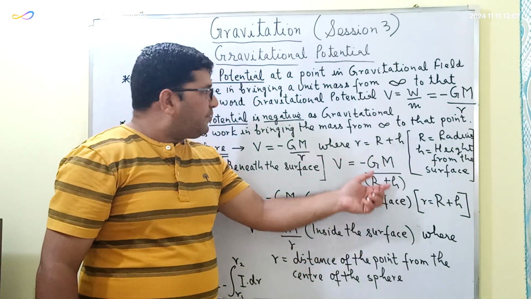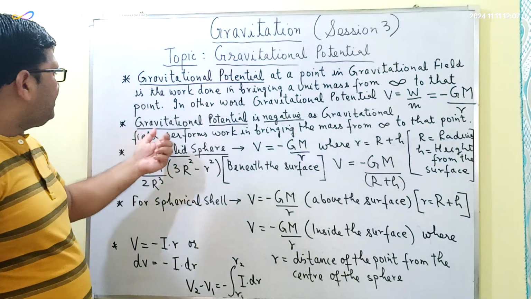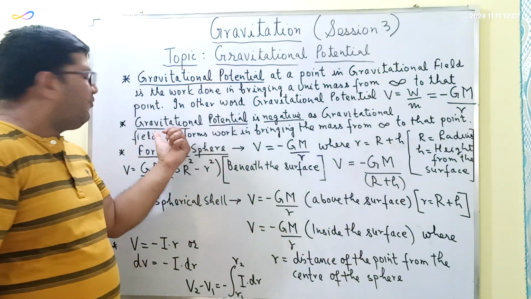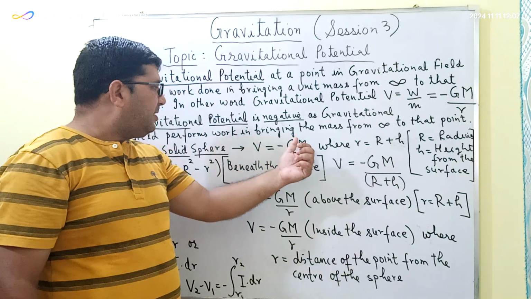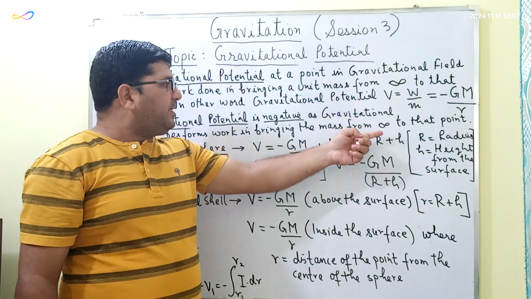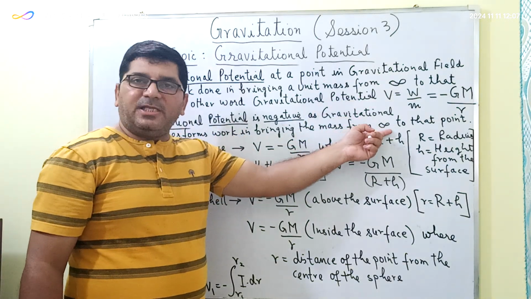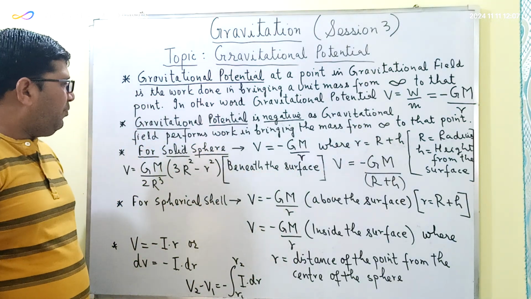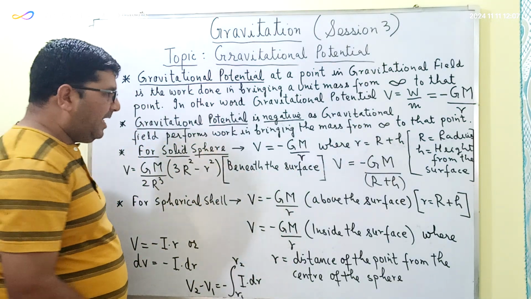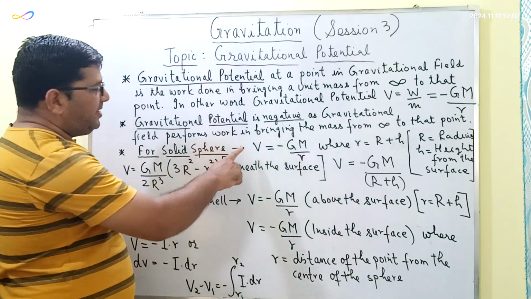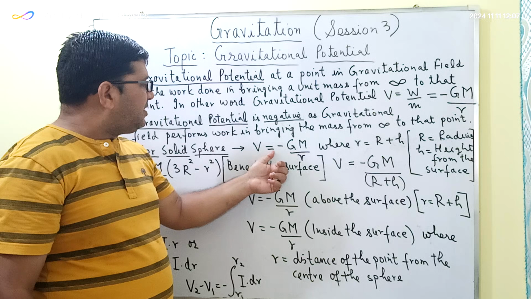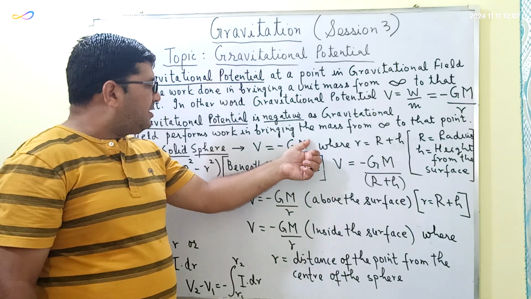Now the second point here is that the gravitational potential is negative because the gravitational field is performing the work in bringing the object from infinity to that point. The third important point is that for the solid sphere, the gravitational potential is equal to minus G into capital M by R.